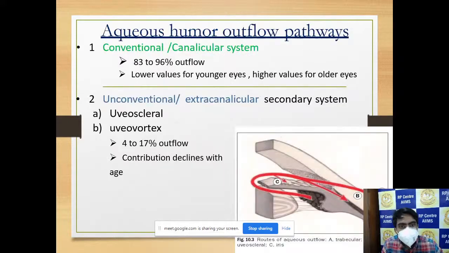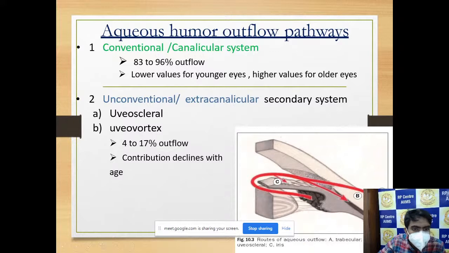Then coming to the pathways of aqueous humor, there are two types of pathways. One is the conventional or canalicular pathway, where the aqueous goes through the trabecular meshwork, is filtered, and goes into Schlemm's canal. Through Schlemm's canal, the collector channels collect it, and these collector channels take it to the episcleral veins and it circulates into the venous system and lymphatic system too.